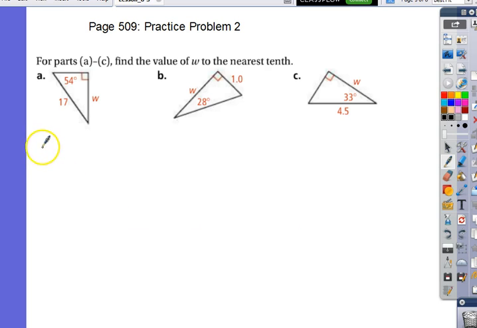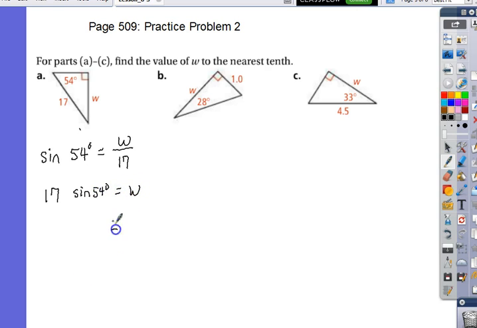All right, hopefully you were able to come up with these solutions. Here's what we've got. For this one, I already told you that since this is the angle right here, and we have the hypotenuse and the opposite, this is going to be a sine function problem. So how do I know it was sine? Because the two sides I was dealing with were the opposite, W, and the hypotenuse, 17. Now how do I solve for W? Well, I'm going to multiply both sides by 17. So that's 17 times the sine of 54 degrees is equal to W.